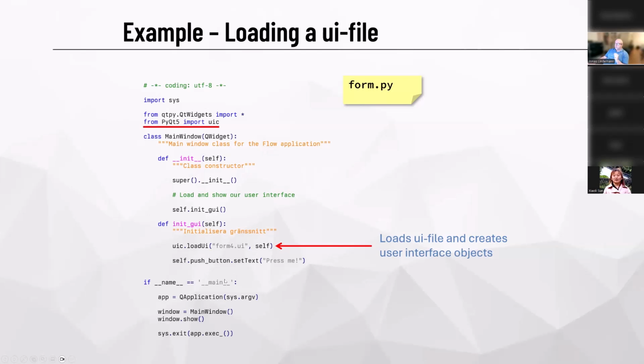So if you have a control called push button defined in the UI file, you can just do self push button set text, just like we did before. But it will remove the complexity of creating the user interface.